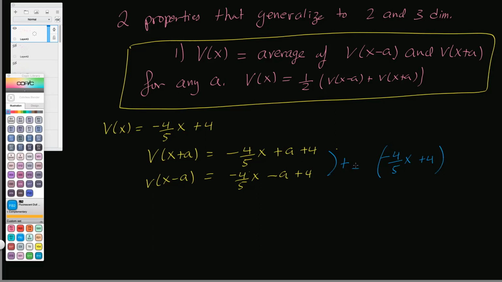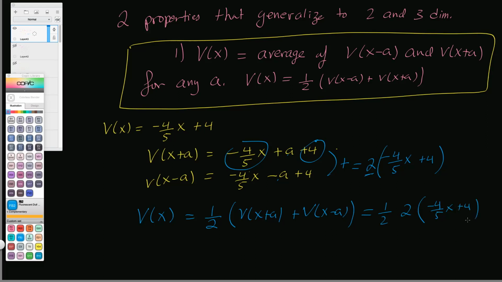So let's do that. Because the A's will cancel and you'll get 2 of these terms and 2 of those terms. And that's what you get. But of course, the average is 1/2 of that, right? So the claim is that V of X is 1/2 of V of X plus A plus V of X minus A. Well, it is, because it'll cancel that too. 1/2 times 2, -4/5 X plus 4. In other words, just the V of X that we had. But this property generalizes, as you'll see what that means in higher dimensions. Or you'll see how to write this average out in higher dimensions. Okay, that's property 1. Let's look at property 2.